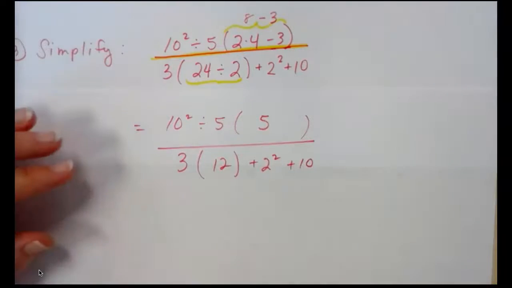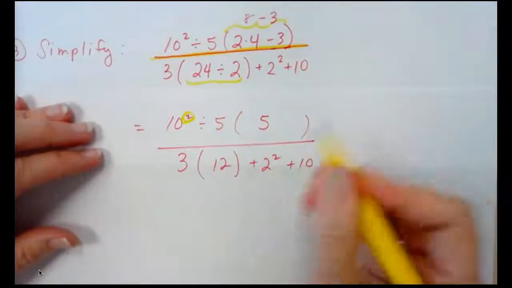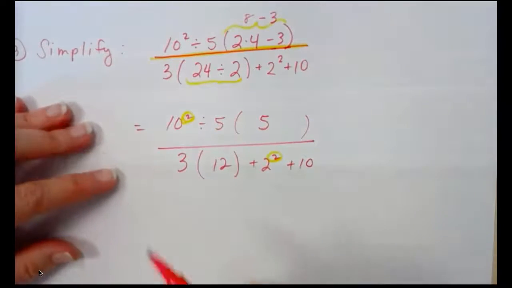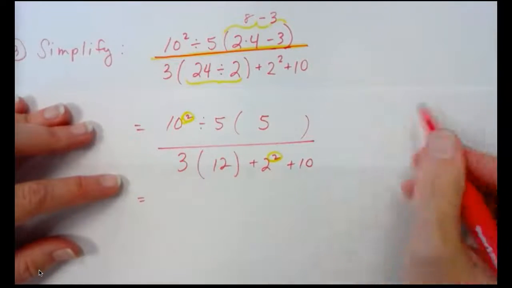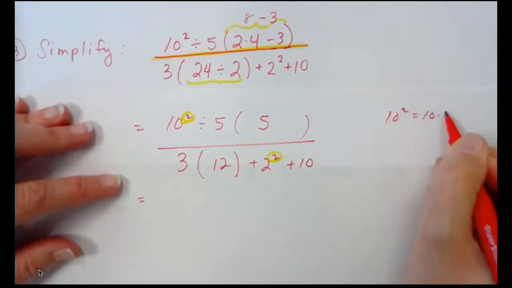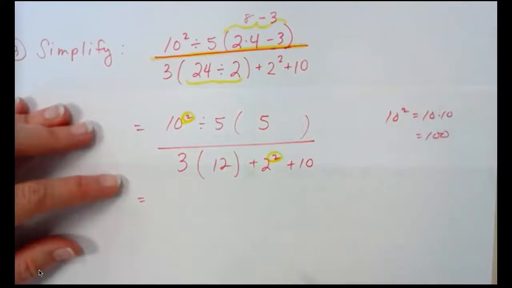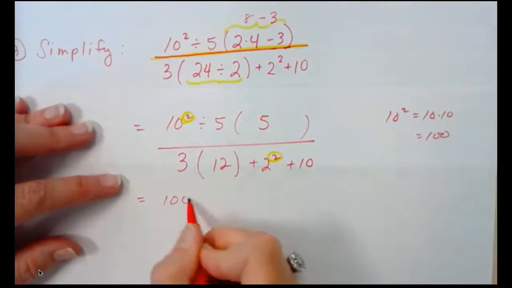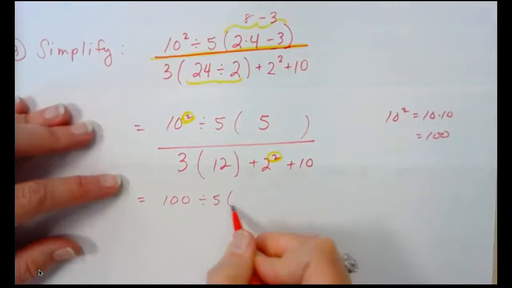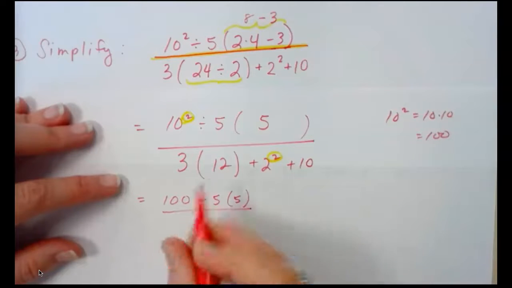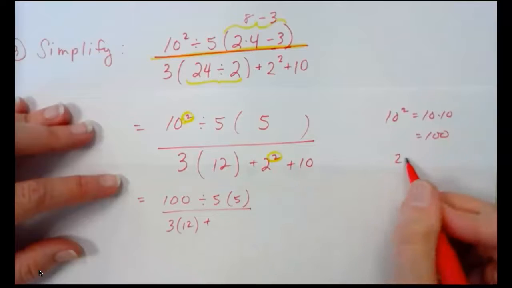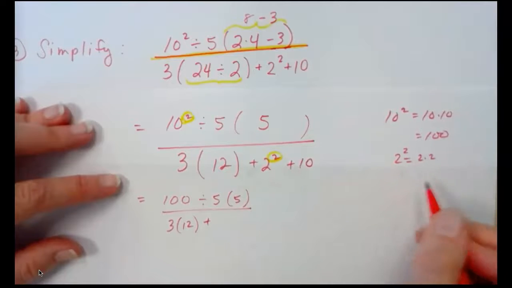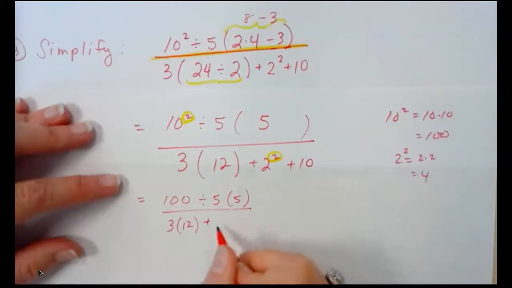Okay, we have simplified what is inside of the grouping symbols. Now we're going to look towards the exponents. We've got an exponent here and there. So the next step is going to look like this. 10 squared. Remember, 10 squared means 10 times 10, and that is 100. So 10 squared is 100 divided by 5 times 5 over 3 times 12. 2 squared is 2 times 2, which is 4. 2 squared is 4 plus 10.